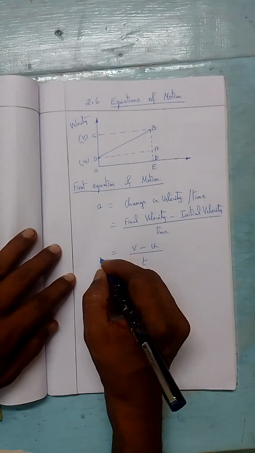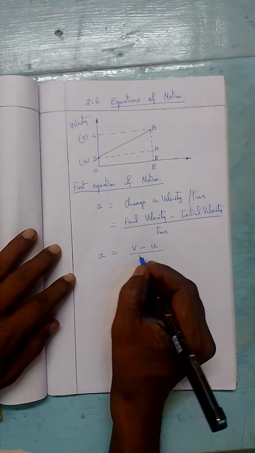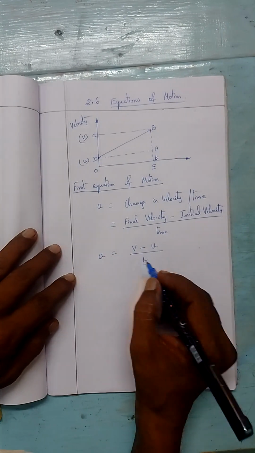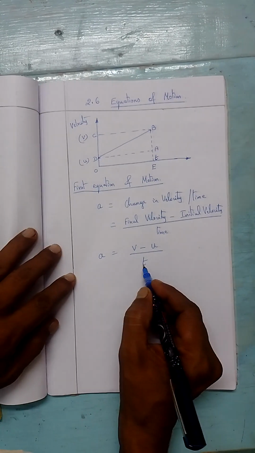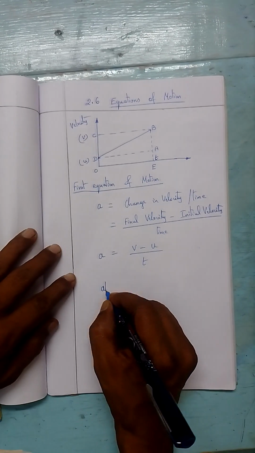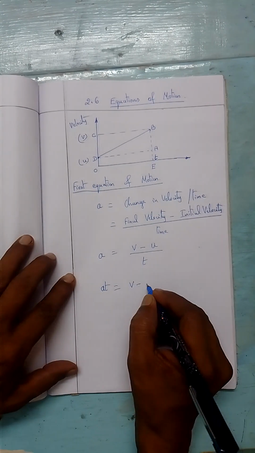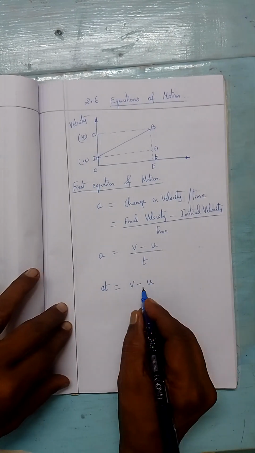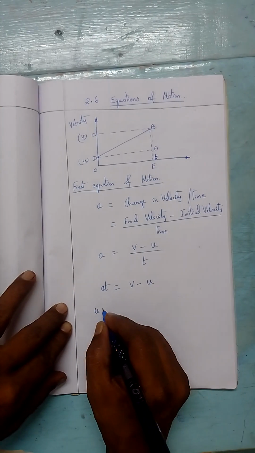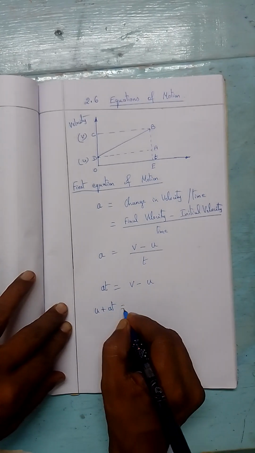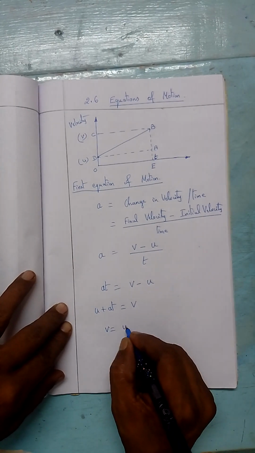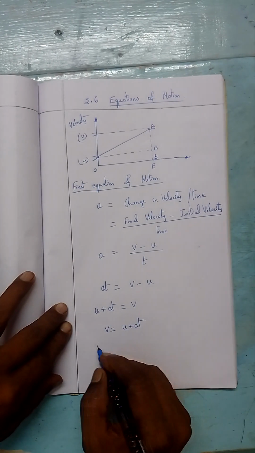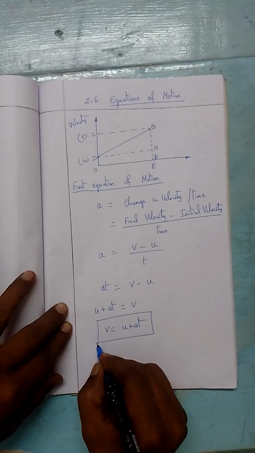So now acceleration is equal to v minus u by t. Therefore, you bring this t to this side: at is equal to v minus u. Now bring this minus u to this side: u plus at is equal to v. That is, v is equal to u plus at. This is the first equation of motion.